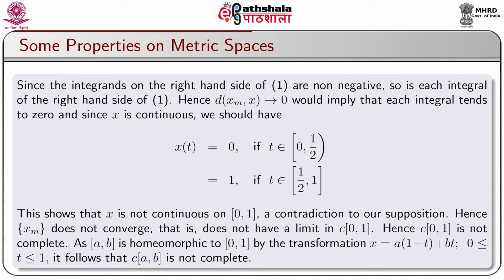Hence, x_m does not converge, that is, the sequence x_m does not have a limit in C[0,1]. Hence, C[0,1] is not complete. As the closed interval [a, b] is homeomorphic to [0, 1] by the transformation x = a(1 − t) + bt, where 0 ≤ t ≤ 1, it follows that C[a,b] is not complete. There are many examples of incomplete metric spaces.